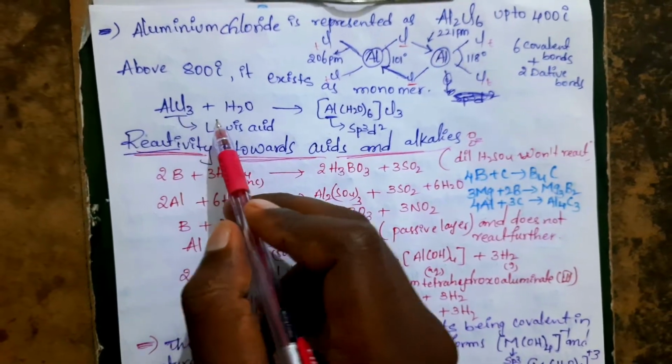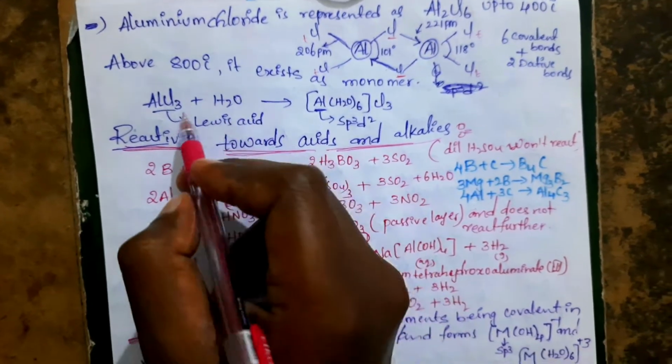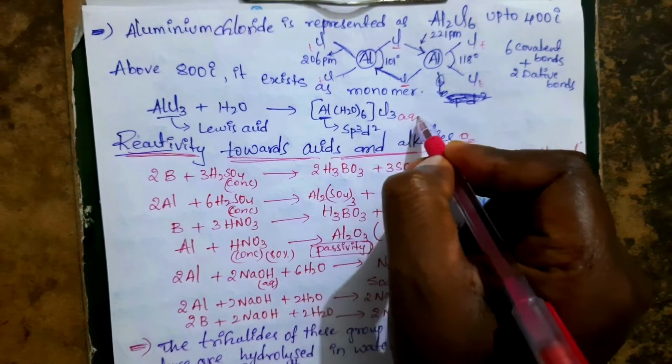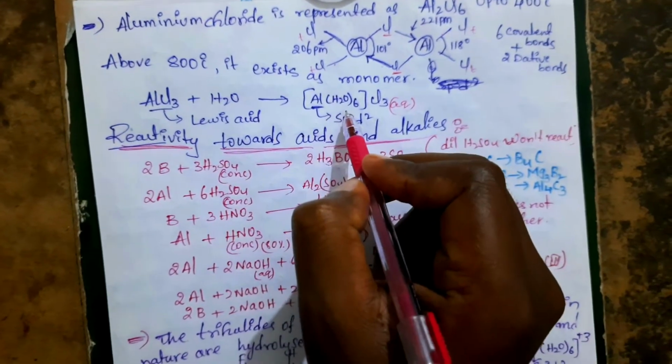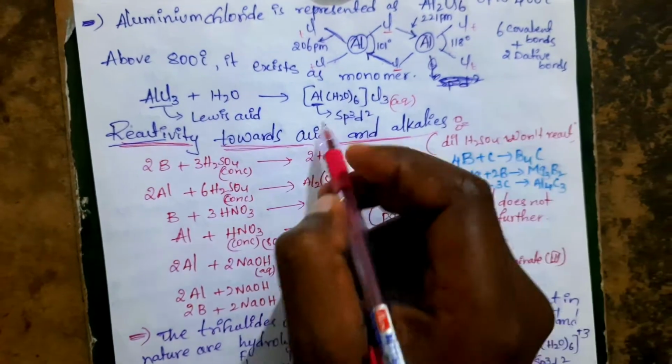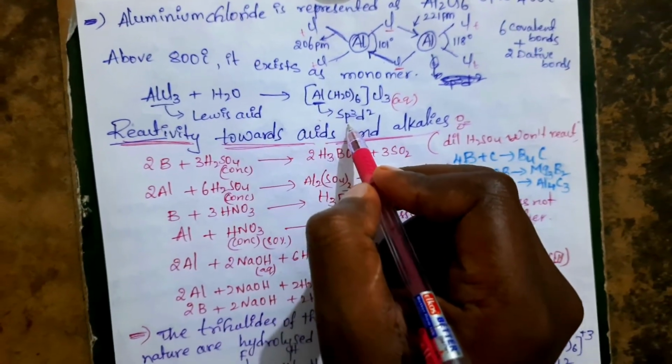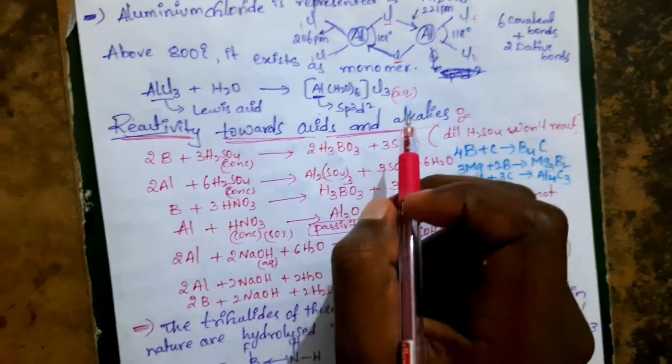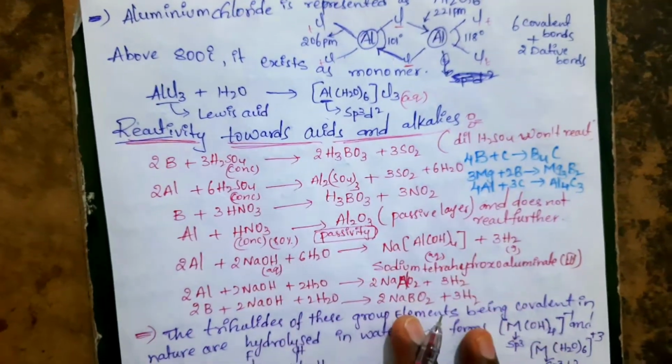Here aluminum trichloride, whenever it reacts with water, aluminum in aqueous condition will exist in the form of what? Hexahydrated water molecule. Here aluminum coordination number is 6. Now in this case aluminum participates in sp3d2, whereas boron can form the tetrahydroxy tetranuclear complex.